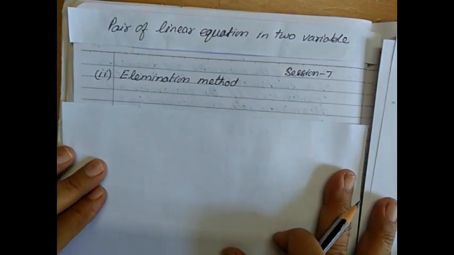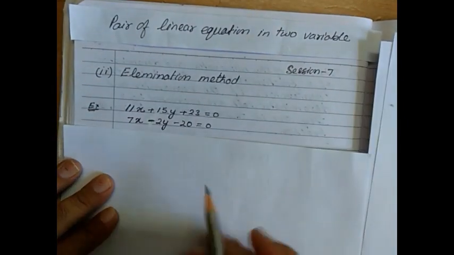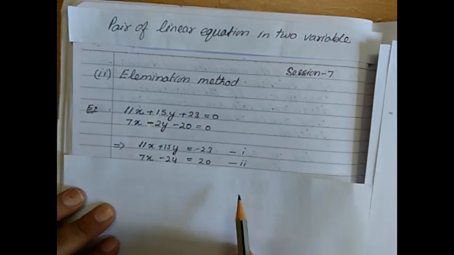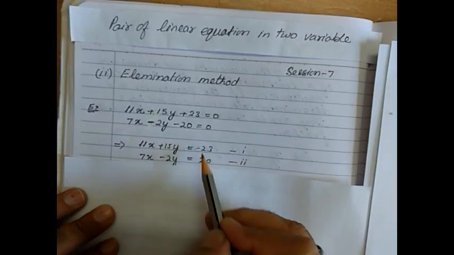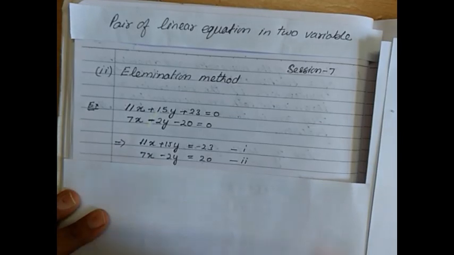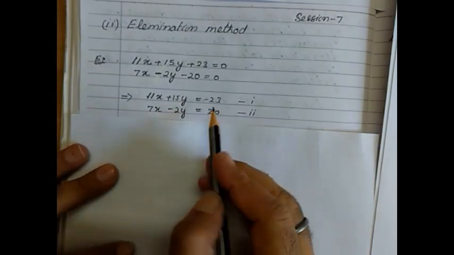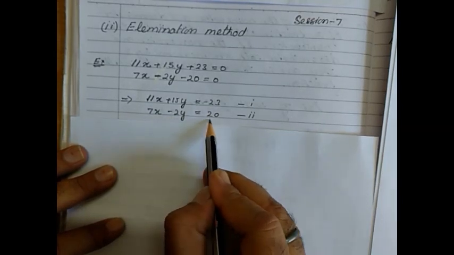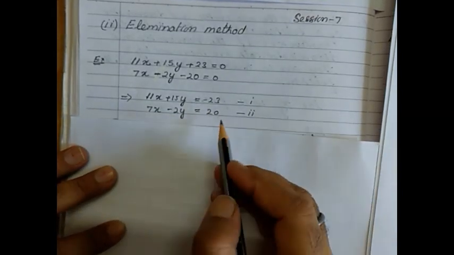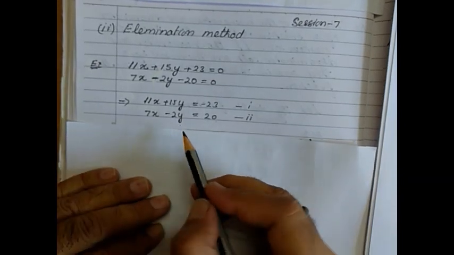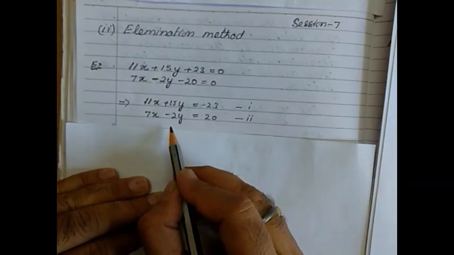First we take up an example. These are the pair of linear equations. We will be converting them into this standard form, writing the proper equations, and here we get 11x plus 15y is equal to minus 23 and 7x minus 2y is equal to 20. Now here we need to visualize these equations and see how we can eliminate one variable.